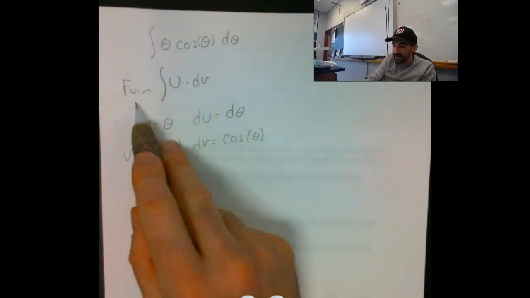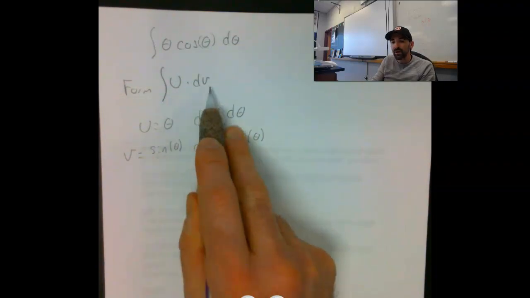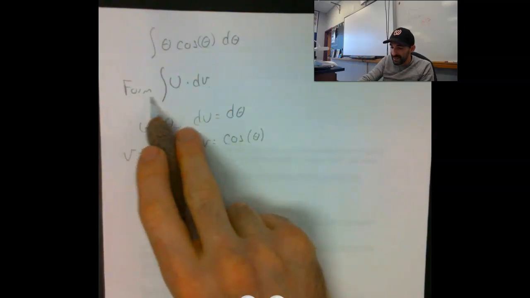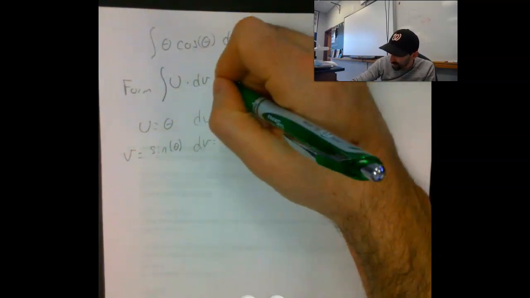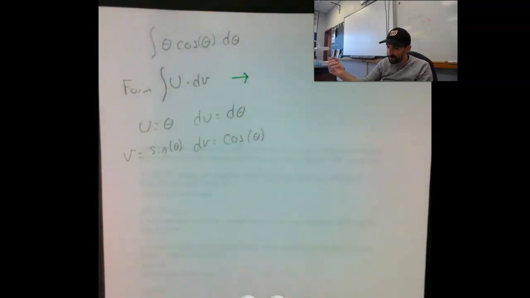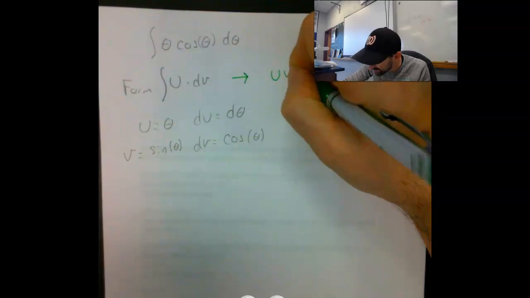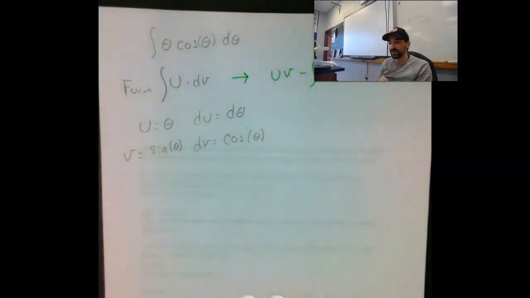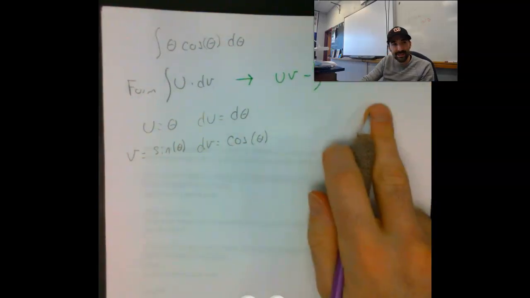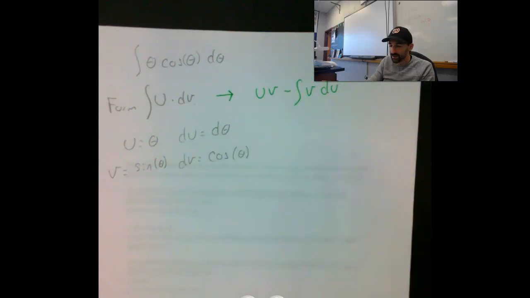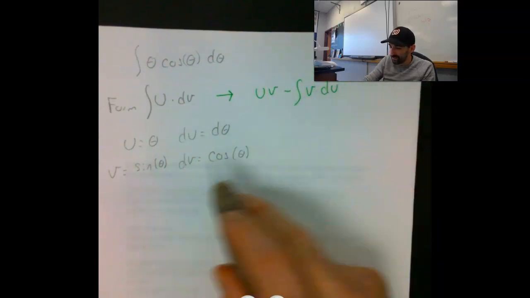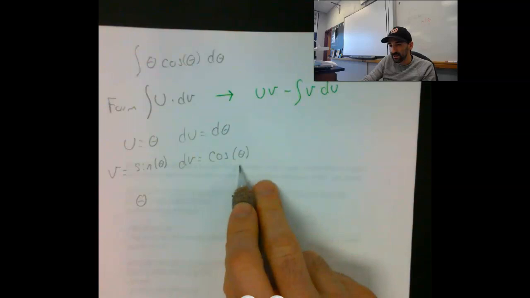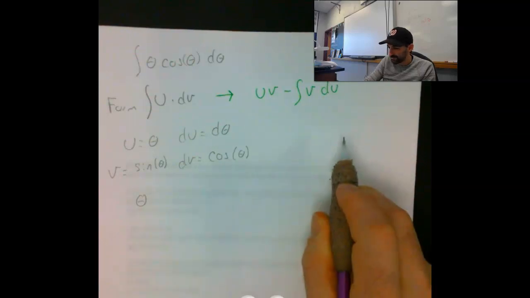Now that I have this, I'm in the form of the antiderivative of u dv. Integration by parts means this antiderivative of u dv simplifies, or expands, whatever the right word is, to u times v minus the antiderivative of v du. All right, well, now substitute things in. This makes it a little bit easier. u happens to be theta. v happens to be sine theta.